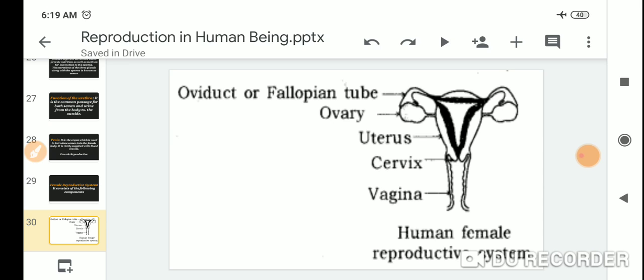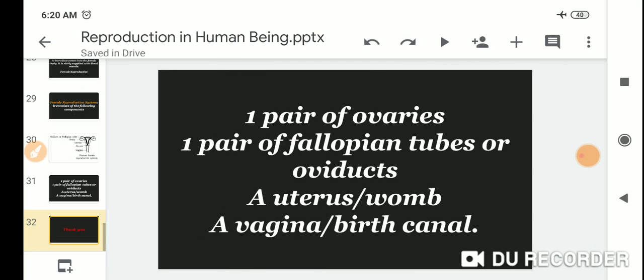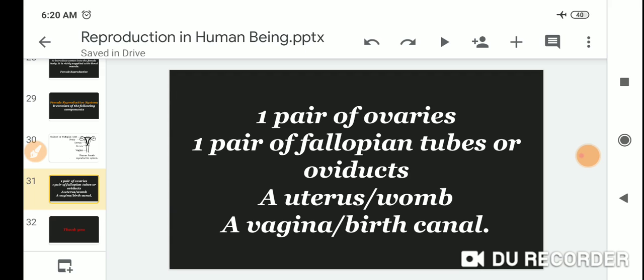ovary, ureters, cervix, vagina. The human female reproductive system has one pair of ovaries, one pair of fallopian tubes or oviducts, a uterus or womb, and the vagina, the birth canal.